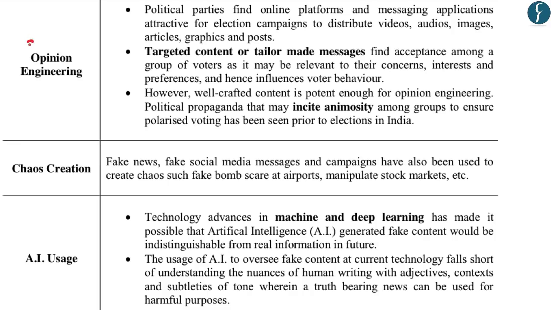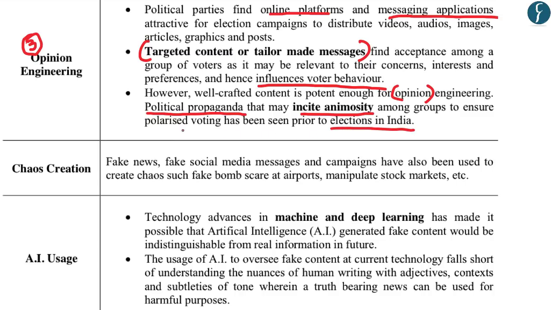The third concern with fake news is of opinion engineering, wherein targeted content or tailor-made messages are being used on online platforms and messaging applications such as WhatsApp to influence the behavior of voters. In recent cases, opinions have been engineered as a form of political propaganda to incite animosity or conflict between groups, and this is generally seen before elections in India to polarize voting.